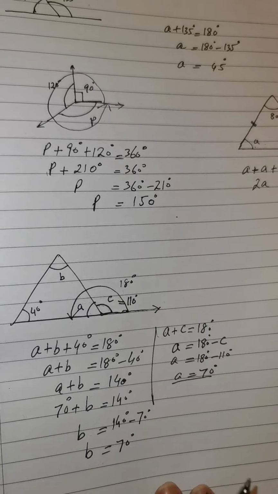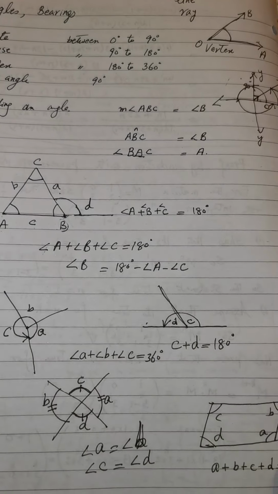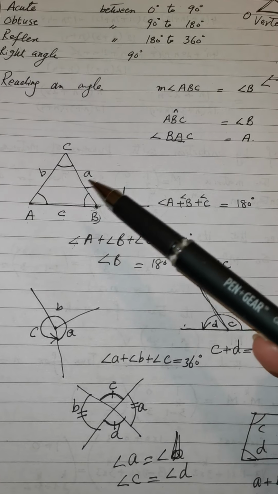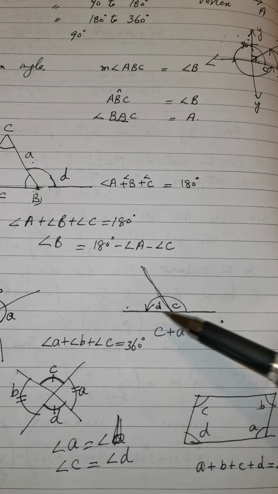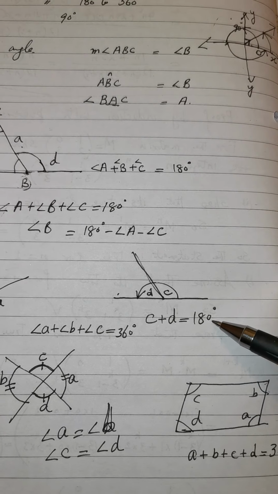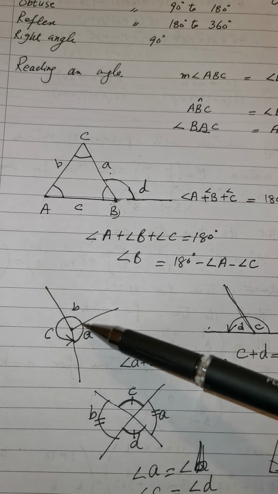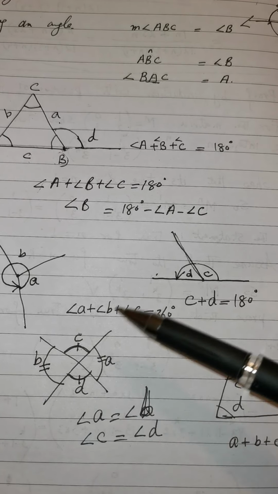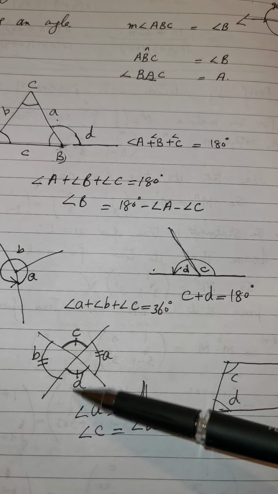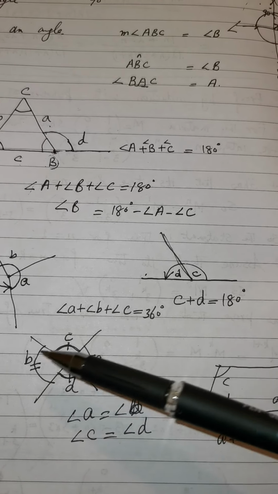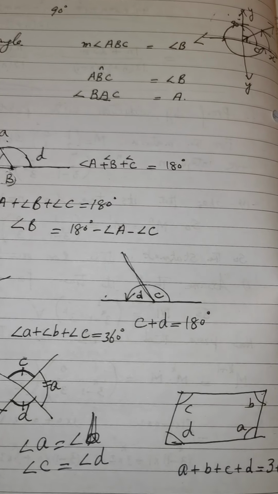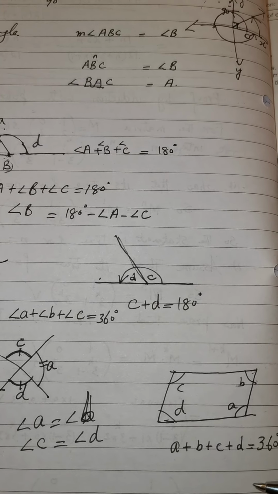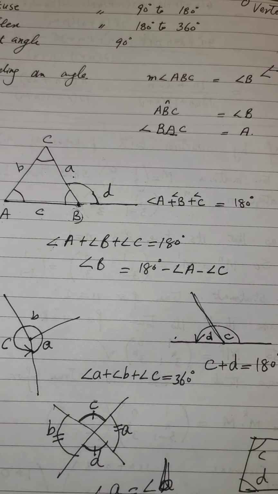So basically, how many facts have we learned? The sum of three angles of a triangle is equal to 180 degrees. A straight line makes two angles, and the sum of these angles will be equal to 180 degrees. For a rotation, the sum of all the angles will be equal to 360 degrees. When two lines cut each other, their vertically opposite angles are equal. These definitions can also be used in further questions. The sum of four angles of a quadrilateral is equal to 360 degrees. So these are all the angle facts which can be used.